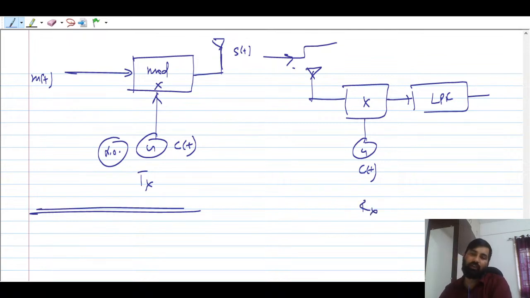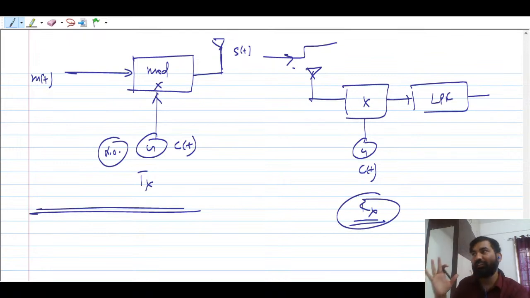So this job is going to be done at the receiver end. Always you will find that whenever you are talking about any sort of receiver, there will be a low pass filter. So you need c(t) to also be sent along with the message signal, so that c(t) will be multiplied there. So this is very important.